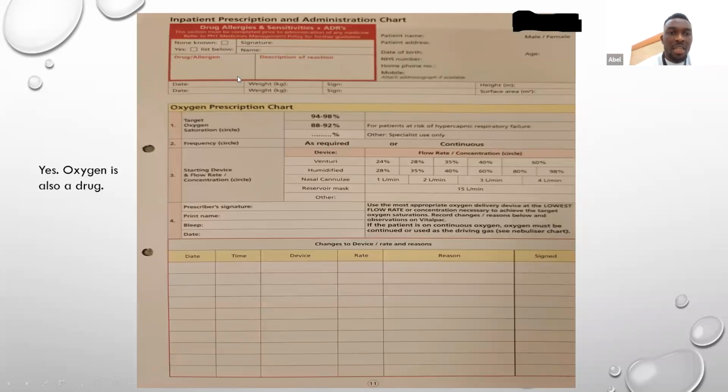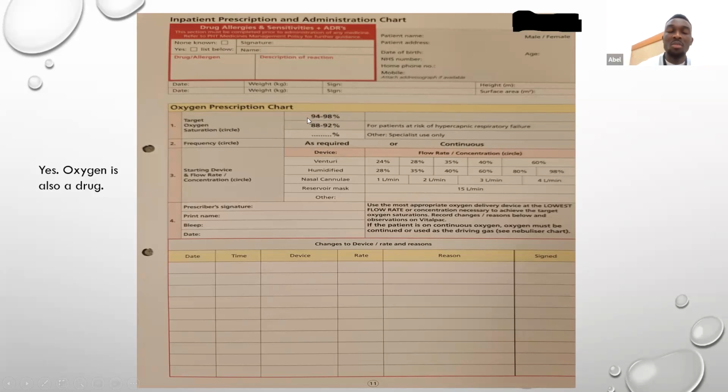Okay, and another page of that same prescription. This is an example of a prescription I took off of my current trust actually. So this is what they used before the electronic prescription. And yes, oxygen is also a drug and needs to be prescribed if it is necessary for a patient. You can see the different targets for oxygen saturation for every patient. So a normal patient would probably fall under the 94 to 98% saturation.